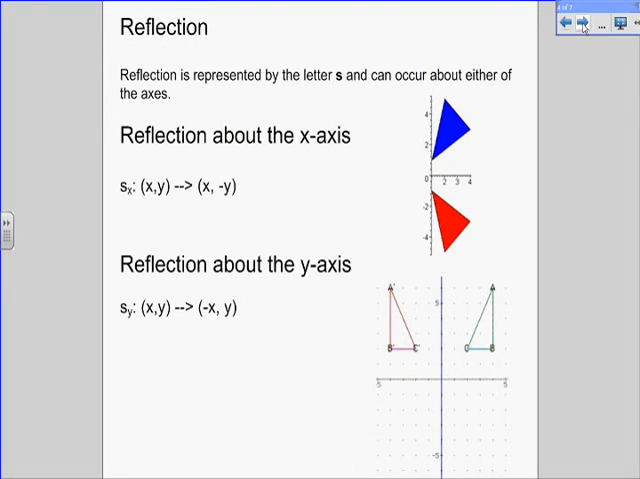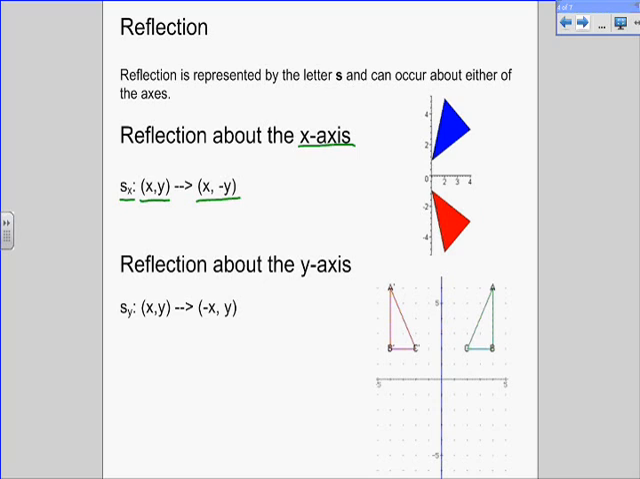So a reflection is our last type of transformation. And for us, what we're looking at is just a reflection about the x-axis. And the way we write that down is s with a lowercase x. What does that do to our point x and y? It changes it to x, -y. So any x value will remain the same. Any y value will become negative. If it's already negative, it will become positive.